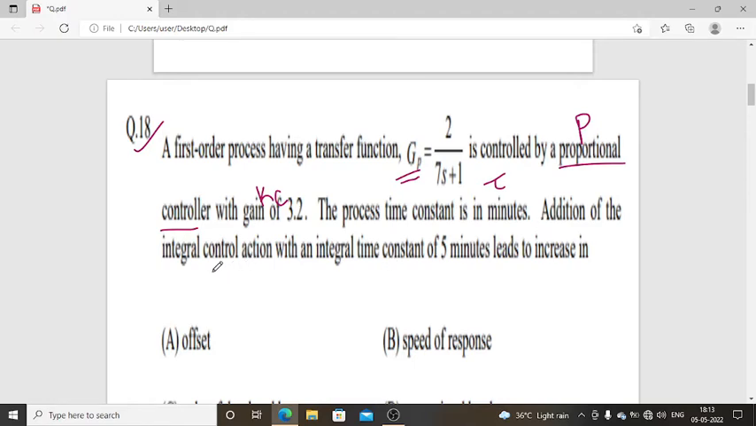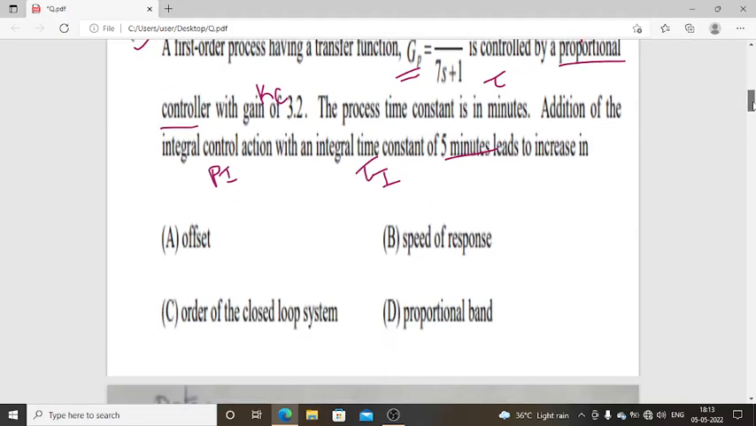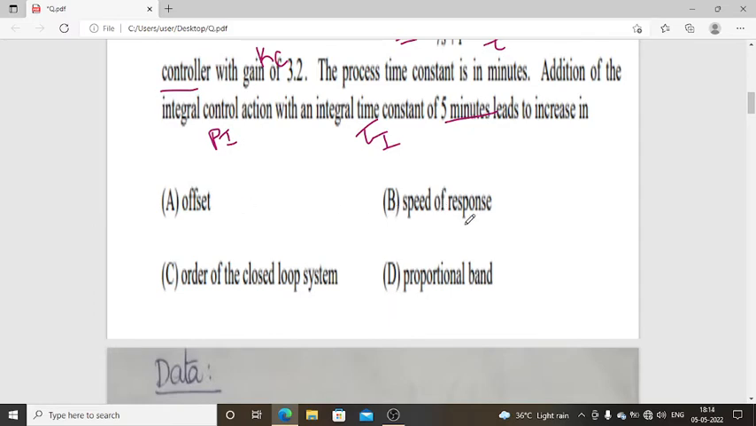Addition of the integral action, that is acting as a PI controller with an integral time constant of 5 minutes. Integral time constant, that is tau I, leads to increase in. We have 4 options. First one offset, second one speed of response, third one order of the closed loop system, last one proportional band. So which one is the right option for this question? We will discuss now.